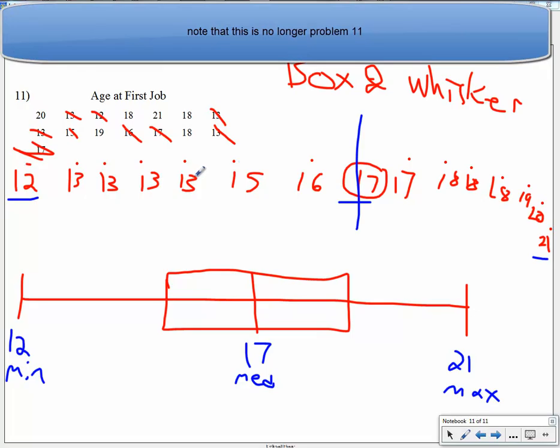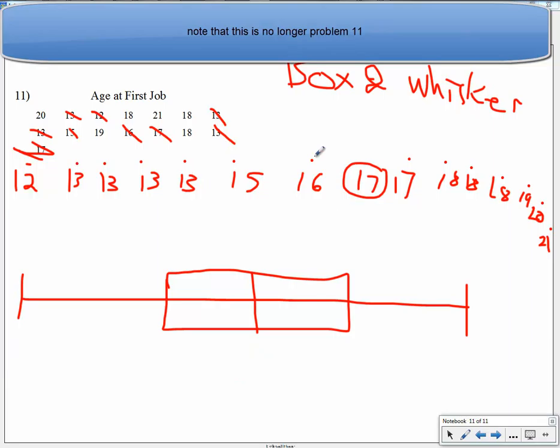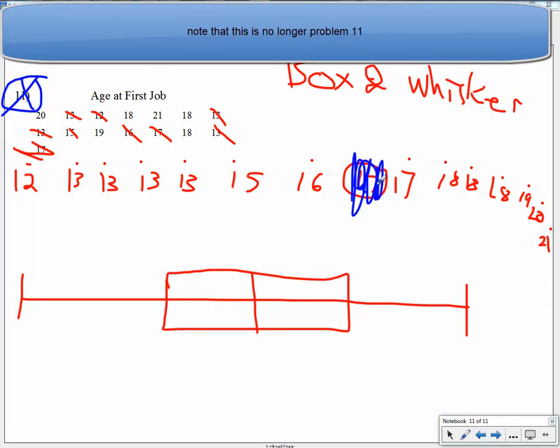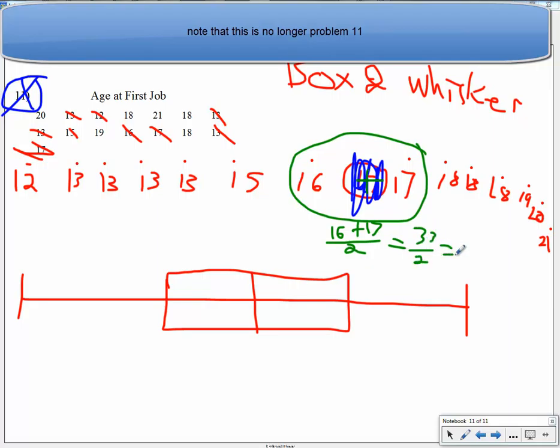Now, theoretically, if we were to take this same exact problem and remove this 17, so realize this is not 11. If I were to remove the 17, now what would happen is these two numbers I would add together. So 16 plus 17 is 33, divide by 2, which is 16.5. This is now my median.